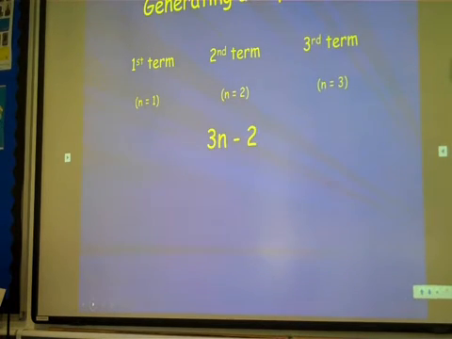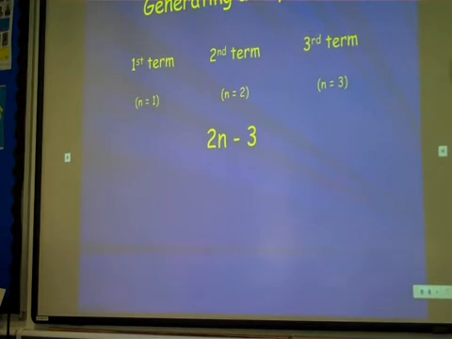Okay, so first three terms for that one, 3n minus 2. What would the first three terms be? 1, 4. It would be 4 because if n is 2, 3 twos are 6, take away 2 is 4. And then? 7. Okay. Do you spot anything between the rule and the sequence? Yes, it's going up in threes and it says 3n at the front, so that's something to spot.